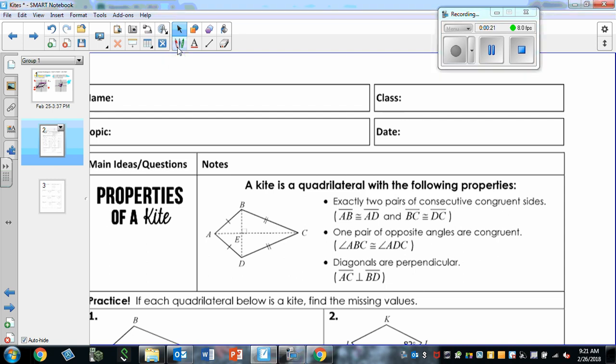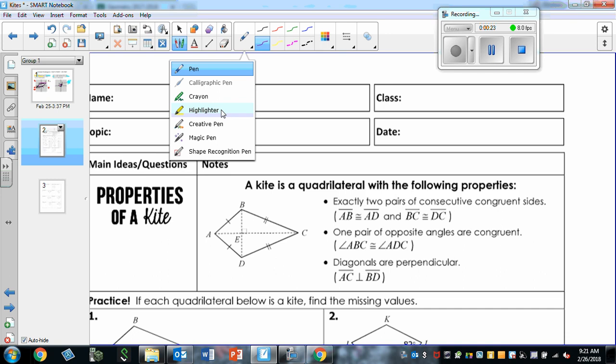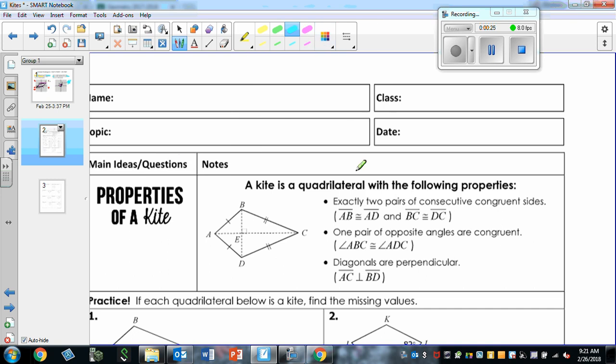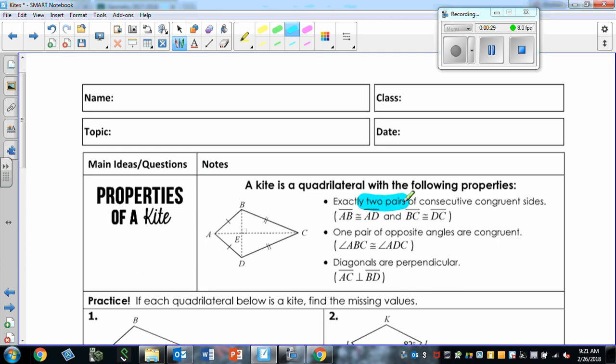Kite does not have very many special properties. I have them typed up here for you. The first thing is that you have two pairs of consecutive congruent sides. So instead of opposite sides being congruent, it's consecutive sides, so sides that are next to each other. So AB and AD are congruent, BC and DC are congruent.